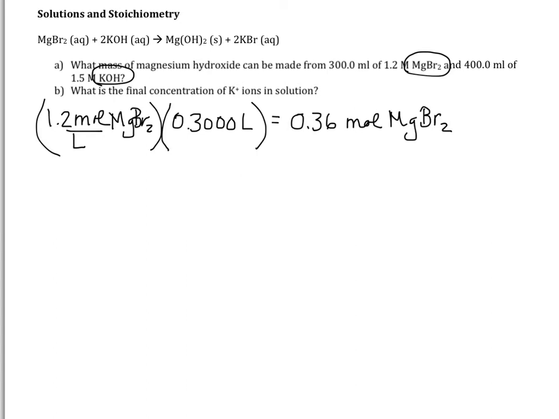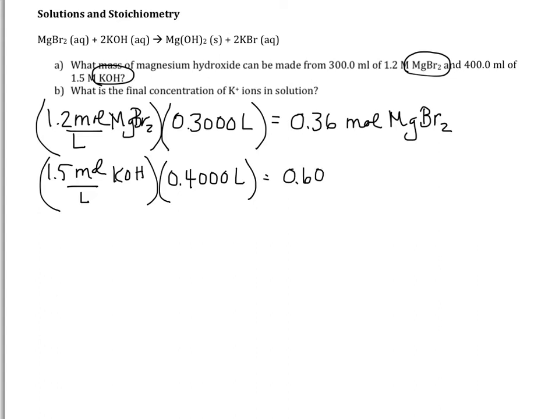For potassium hydroxide, we've got 1.5 moles per liter of KOH. And in this case, we have 0.4000 liters. And so we end up with 0.60 moles of KOH. All right, so now that we know how many moles of each of our reactants we have, we need to recognize that we know from the balanced chemical equation that for every 1 mole of magnesium bromide, we need 2 moles of potassium hydroxide.